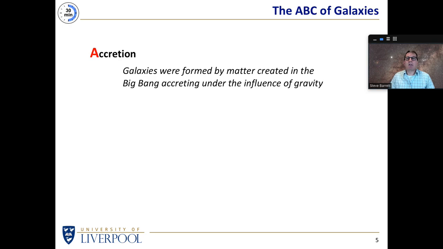A is for accretion. Galaxies were formed by the matter created in the Big Bang accreting, or accumulating if you prefer, under the influence of gravity. That's a fairly long-term process. It takes billions of years. We'll see that in due course.